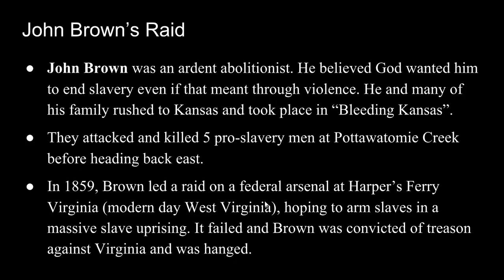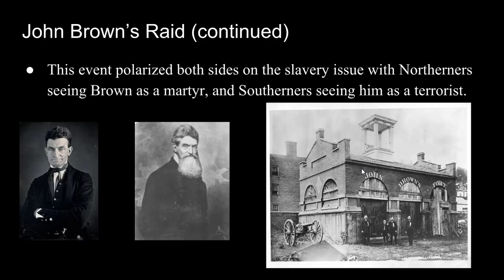In 1859, John Brown led a raid on a federal arsenal at Harper's Ferry, Virginia, which is modern-day West Virginia. His plan was to arm slaves in a massive slave uprising, but it failed because the slaves really didn't know what was going on. Brown was convicted of treason against Virginia, not against the U.S., but against the state of Virginia, and he was hanged for his crimes.